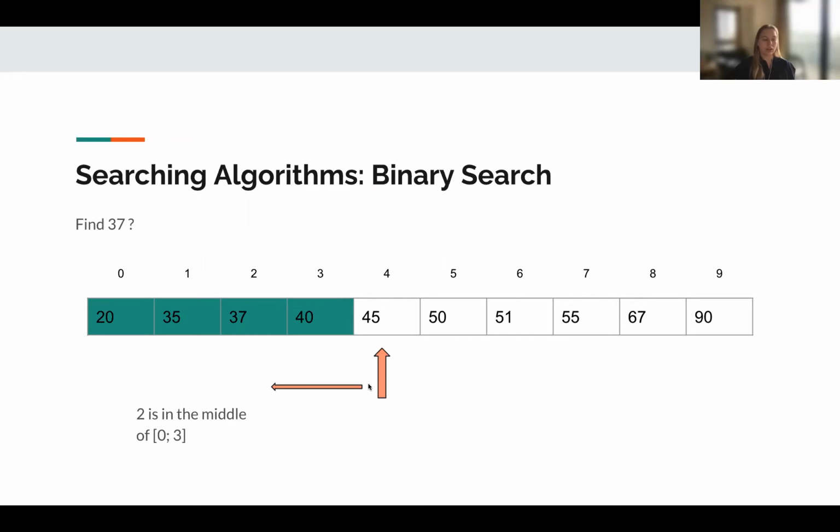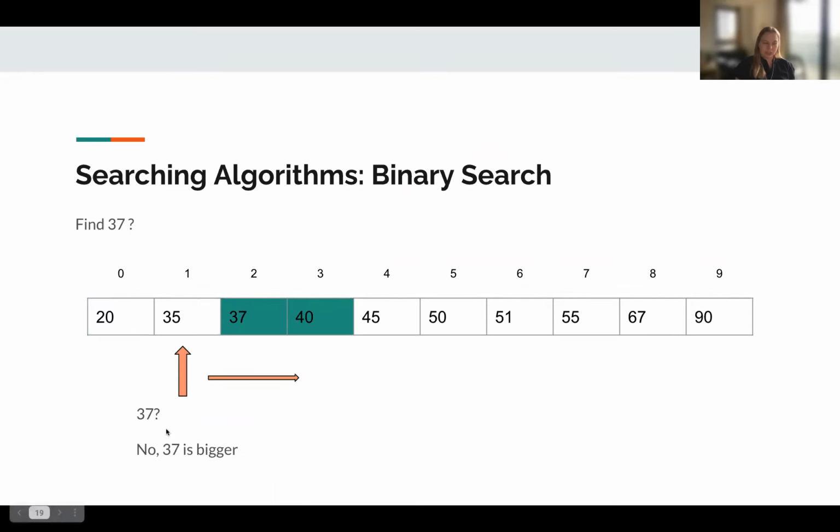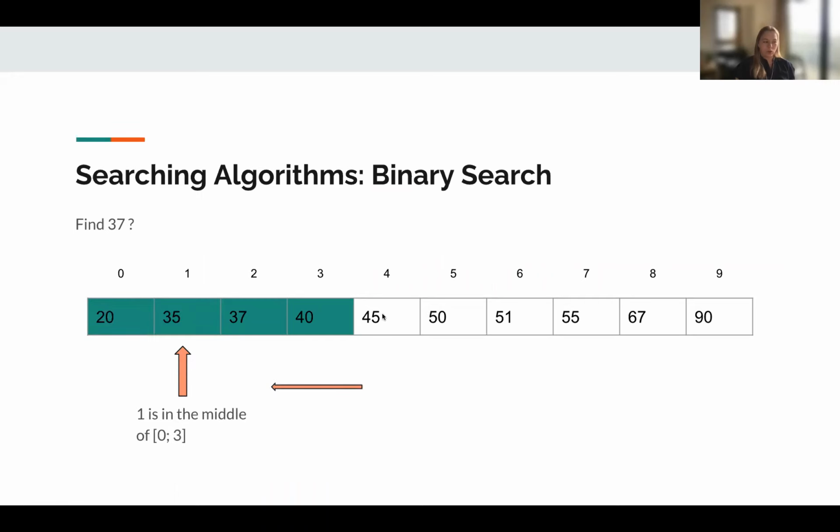So on our next iteration, we're only looking in the left part of the array. And the next element that we'll be looking at will be element number 2, because 2 is in the middle of interval from 0 to 3. Sorry, it's actually 1, because 3 divided by 2 is 1. So we're looking at 35. 35 is not 37, right? 37 is bigger. So now we know that we shouldn't be looking in the part of the array that's bigger than 4. We know that we should not look in the part of the array that's smaller than 1, right?